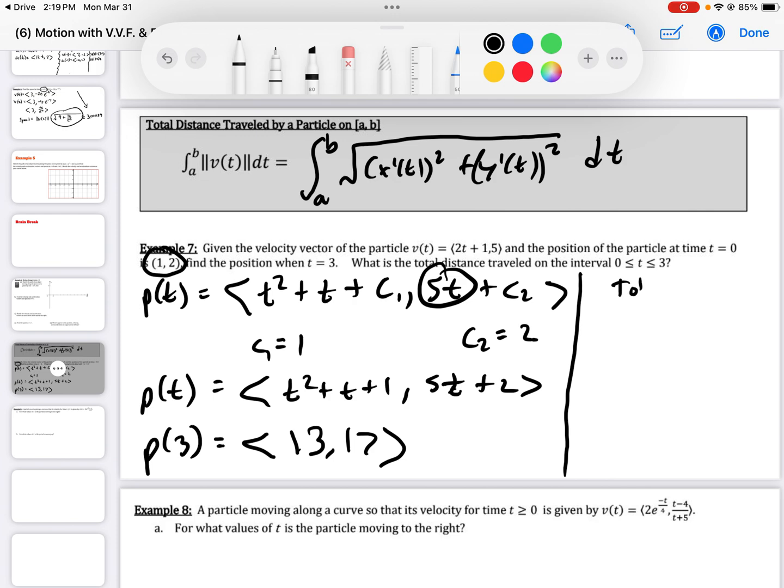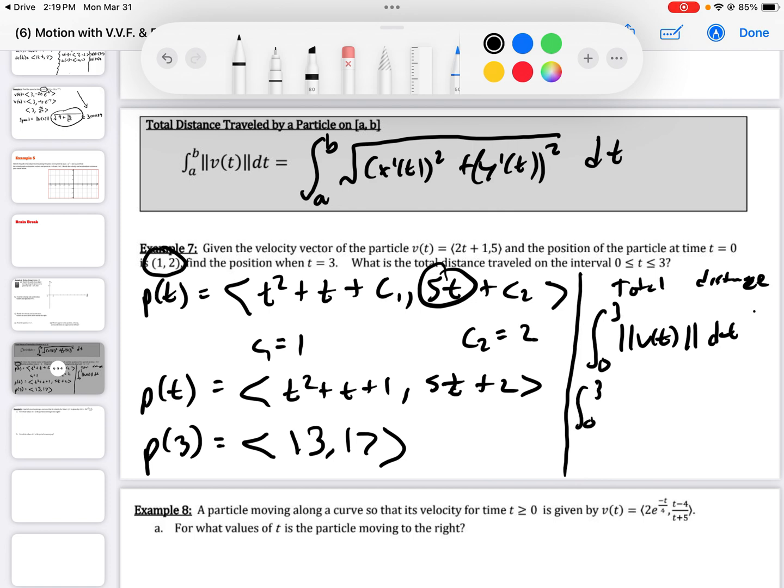So the total distance traveled, it's not asking for the magnitude of that. It's not just the displacement. It's saying the total distance. So as it was moving around, how far did it travel? So I'm going to integrate from 0 to 3 the magnitude of the velocity vector.